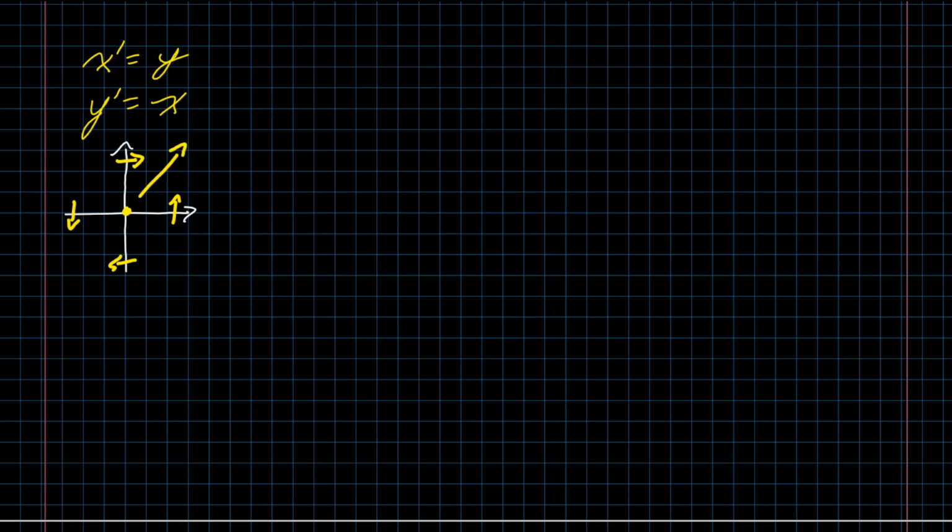So if x and y are both positive, we'll be going this way. If x and y are both negative, we're going to be going that way. If x is negative but y is positive in the second quadrant, well, if x is negative, we're going to be going down. If y is positive, we're going to be going to the right, and we get something that looks like this. In the fourth quadrant, we have that x is positive, so we're going to be going upward, but y is negative, so we're going to be going to the left, and we end up with a shape that looks like this.